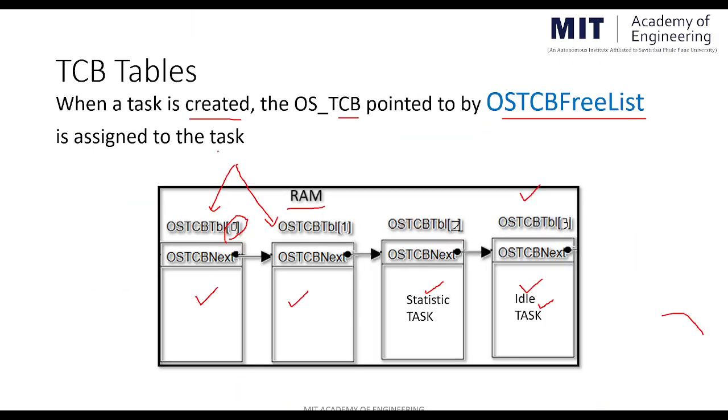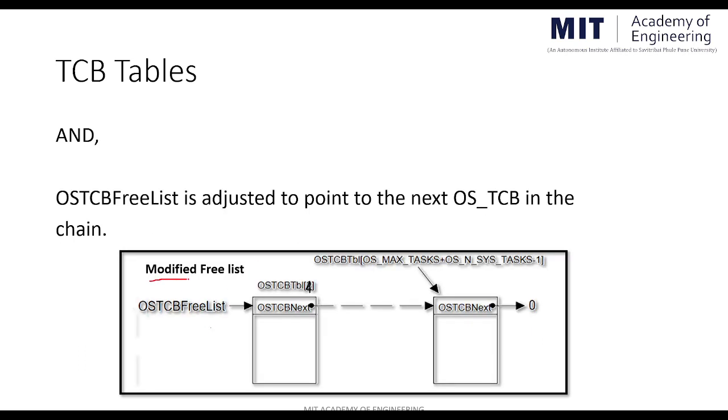So this is the actual memory block which is created in the RAM for our application, and this is the modified free list now. In the modified free list, the free list pointer will point to the OS TCB table 4 now, because 0, 1, 2, 3 are assigned to the application tasks. So now the OS TCB free list pointer is pointing to the 4th table. Hence, after creating one application, if the kernel has to develop another application, then it will start creating the OS TCB tables from the 4th location.